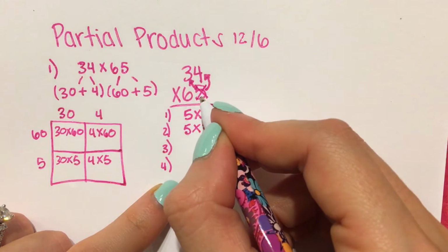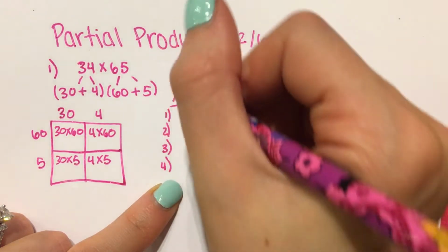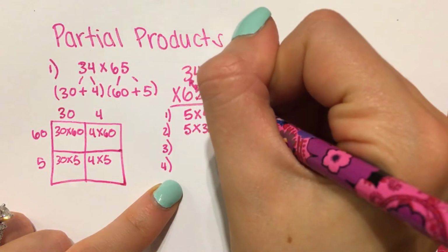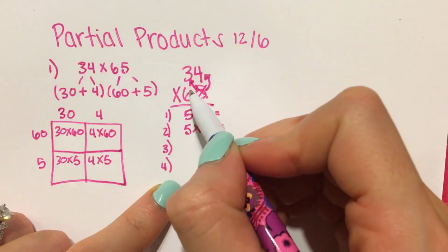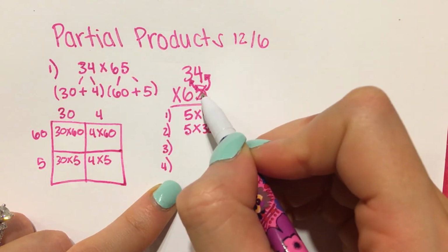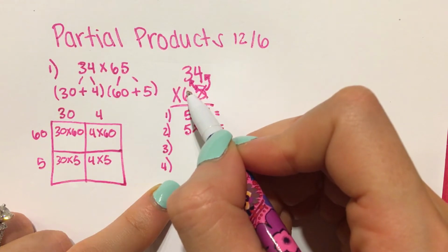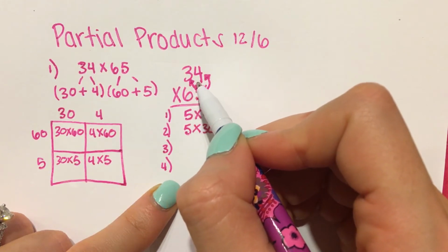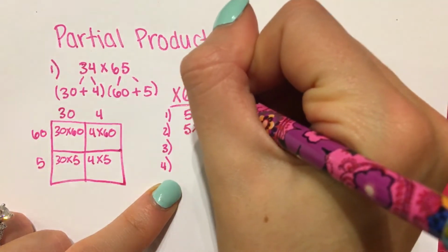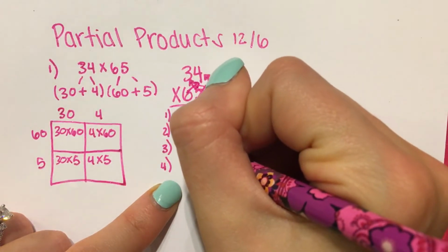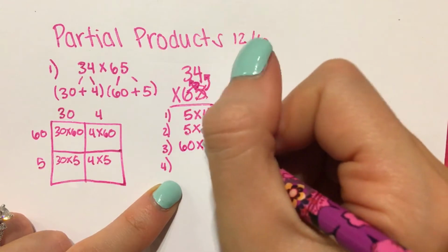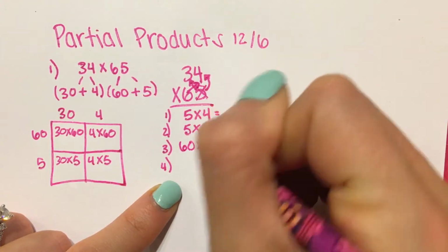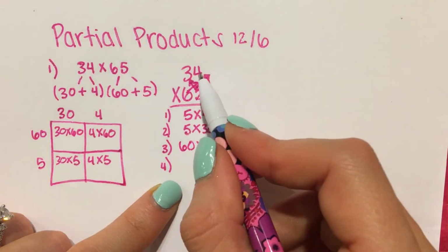I'm going to go ahead and cross out my ones. That way I know that I'm moving on, kind of like a video game. If you're done with your ones, then you can level up and look at your tens. So now I'm going to do the same thing here that I did with my 5. I'm going to start off doing my 60 times my ones, which is 4. So my piece number 3 is going to be 60 times, in my ones I have a 4, so 60 times 4.